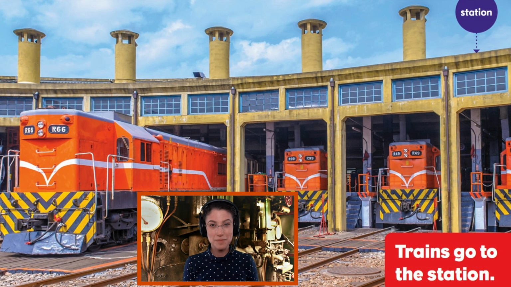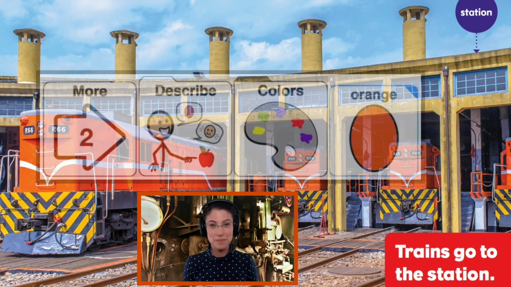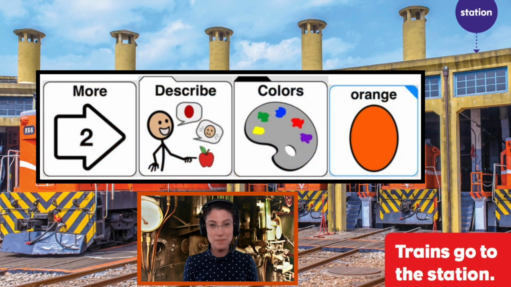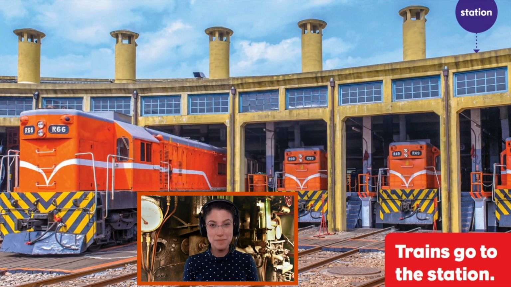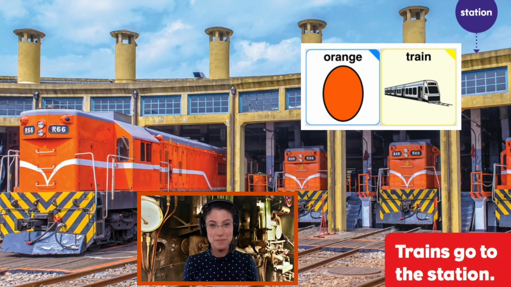Since this is the end of the book, let me show you one more thing. Colors. On some setups, the colors are easily found in the school folder. In my setup, it is easiest to find colors in the Describe folder. If you want to talk about what color the trains are, find the colors on your device and give it a try.